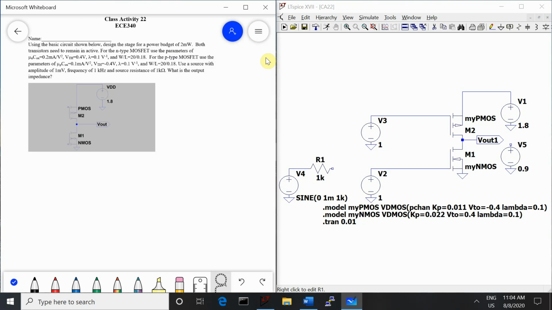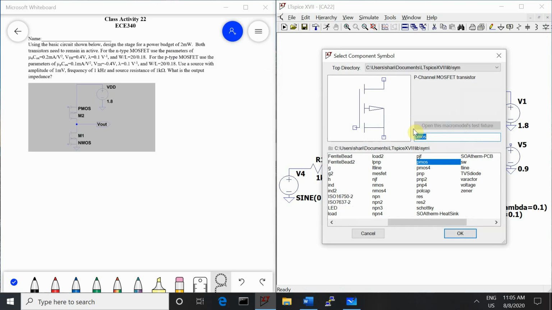This problem provides us with a circuit that has a PMOS, an NMOS, and a DC voltage source, and asks us to design the stage for a power budget of 2 milliwatts, ensure that both transistors remain inactive, and calculate the output impedance.